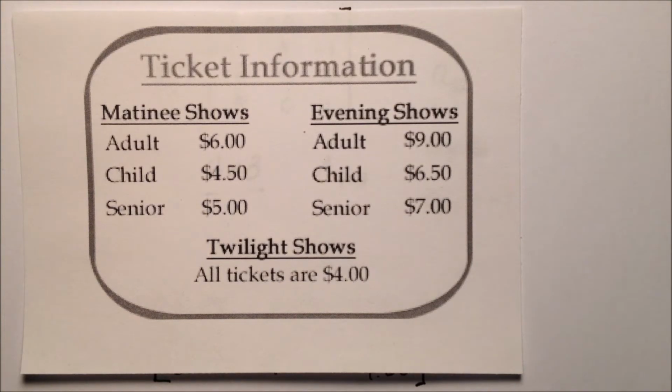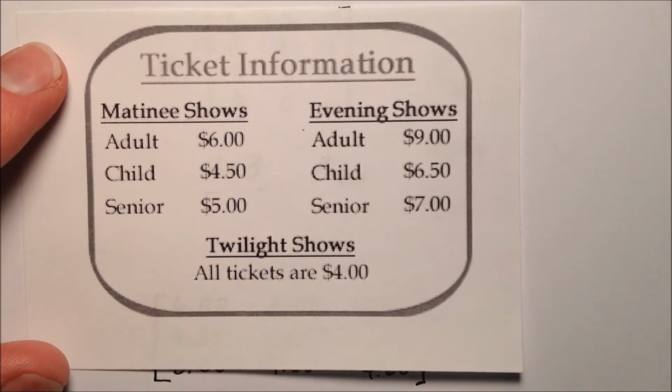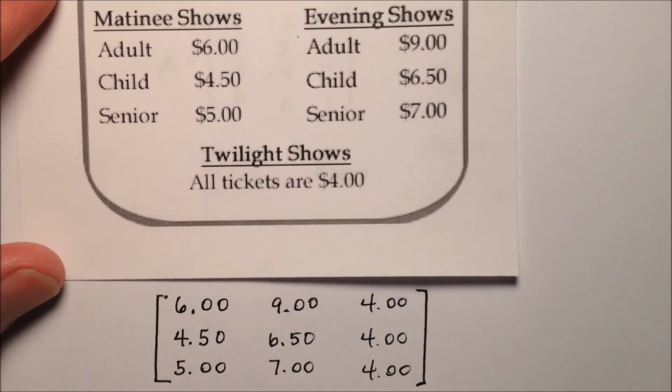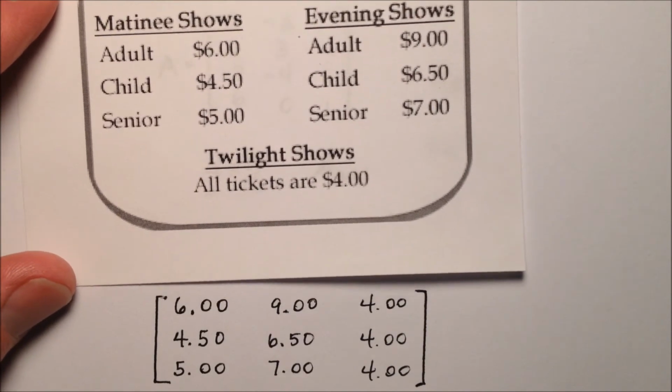So when I look at this ticket information, I see I have three different show times. I have matinee, an evening, and then twilight shows. Each of these three have three different prices: adult, child, and senior. So it seems like I could construct this in a 3x3 matrix. Okay, and let's see what that'll look like. Slide this up, and here's a 3x3 matrix.